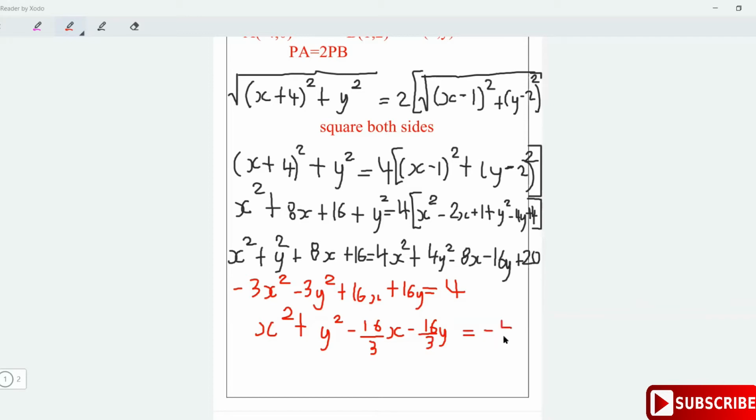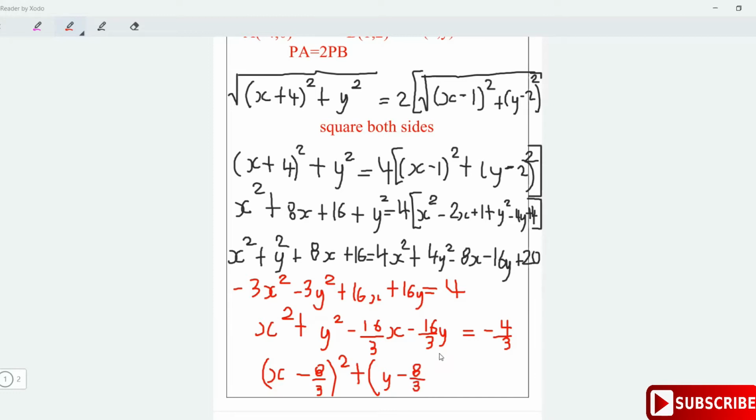Now, if you look at this closely, you can see that this is a circle. So the locus leads to a circle. How do I know that? If you complete the squares among the x term, you will get x minus half of 16 over 3, which is 16 over 6, and 16 over 6 can be written as 8 over 3. So we have x minus 8 over 3 squared plus, we can complete the square for the y terms to get y minus 8 over 3 squared.